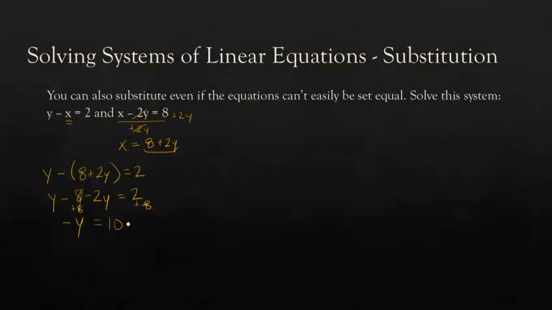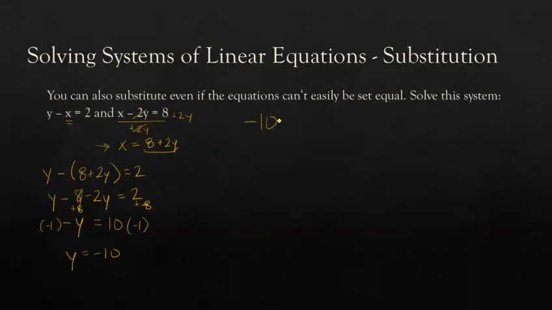If negative y equals 10, I could multiply both sides by a negative 1 to get that a positive y equals a negative 10. Now, once I have my y, I can go back to either equation to solve for x. I could even go to this middle ground where I solve for x by itself and plug in y to find what x is. I'm going to just choose this first one.